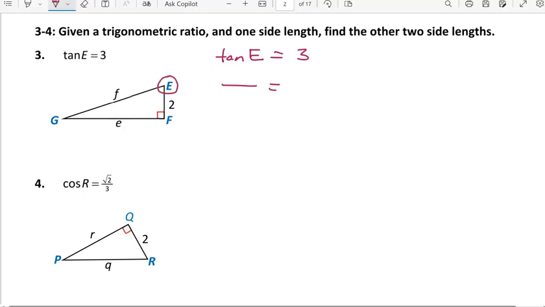Let's look at angle E. The opposite side is side E, and the adjacent side is 2, so E over 2 is equal to 3. We multiply both sides by 2. That will give us a value of E equal to 6.